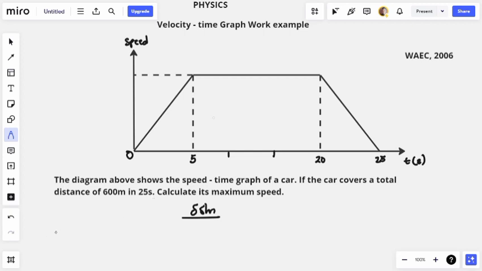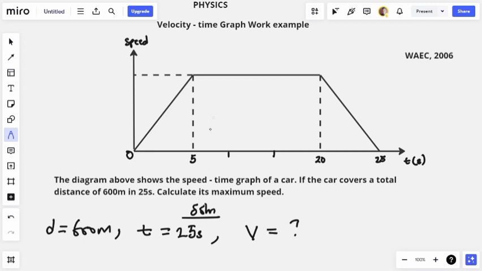Now, let's write out the parameters we've been given. We've been given total distance, d, or you say s, okay, d equals 600 meters. And then we've been given the time it used to cover that, which is also indicated on the graph, 25 seconds. So what we're now asked to find is the maximum speed, or you can say maximum velocity.